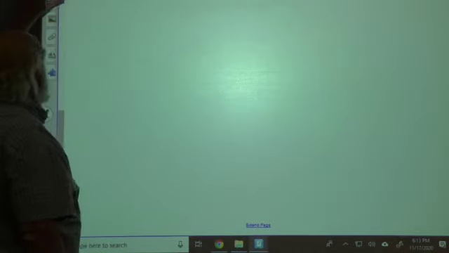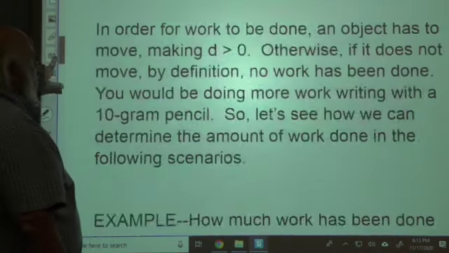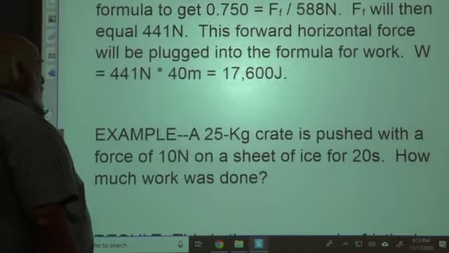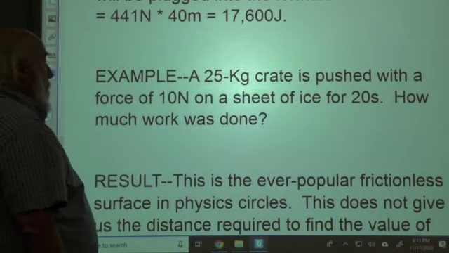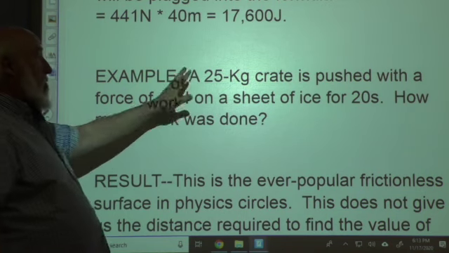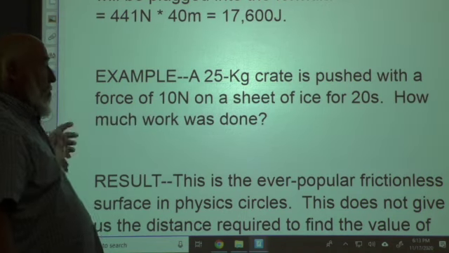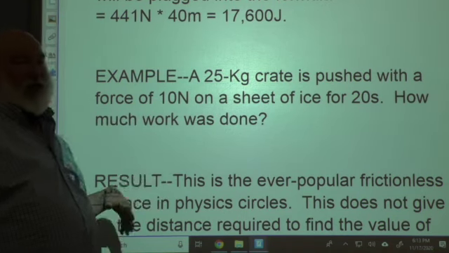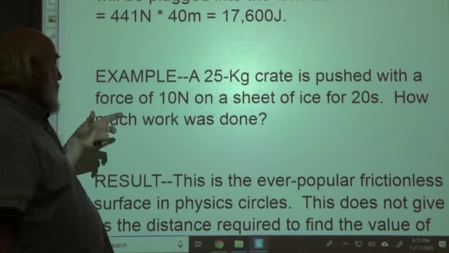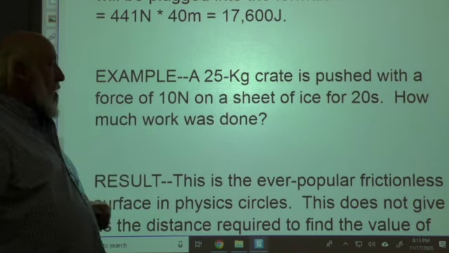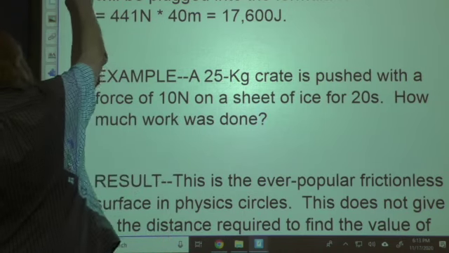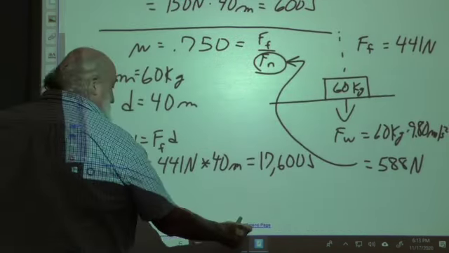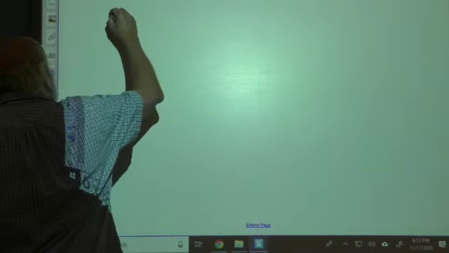But wait, there's more. Let's take another scenario. Oh, this is going to be so much fun. All right, so now we have a 25 kilogram crate being pushed with a force of just 10 newtons on a sheet of ice, a frictionless surface, for 20 seconds. How much work was done then? So 25 kilograms, 10 newtons, 20 seconds.